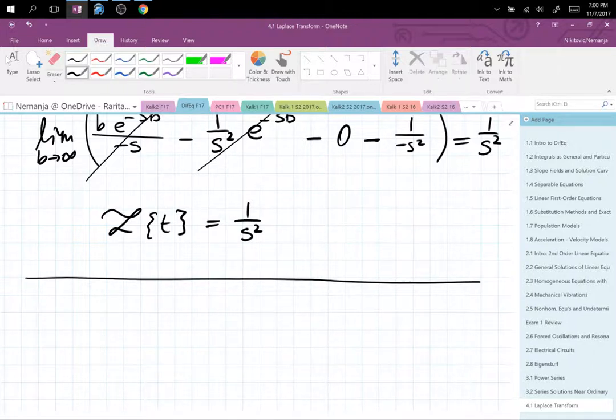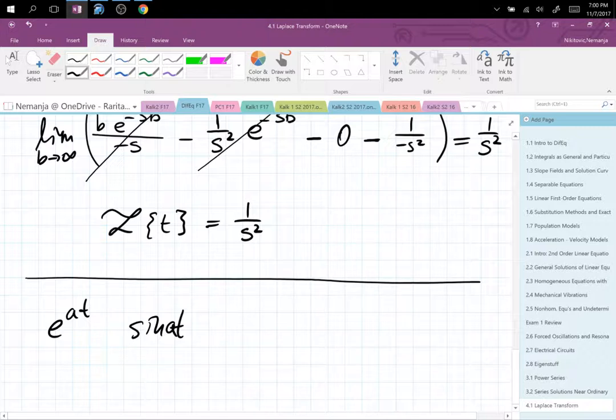So, should I transform e to the at? Should I transform sine t? Should I transform sine to the at? Should I transform sine hyperbolic? Well, let's do sine hyperbolic. Everyone is happy with sine hyperbolic? Hyperbolic Kate, that one wins? Yes. All right, I know you love hyperbolic. Yeah, I do.